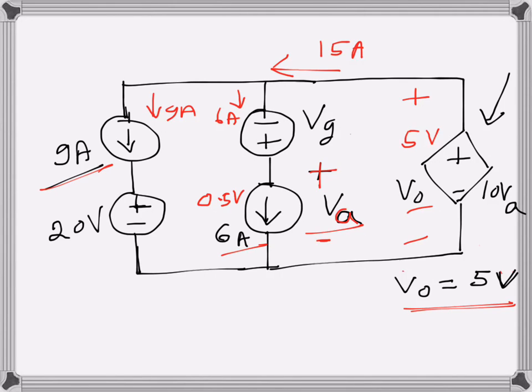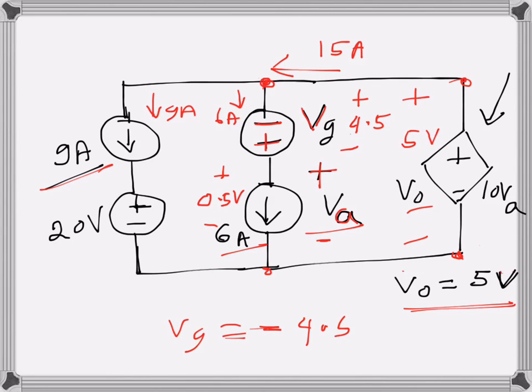Of course we need to find what VG is, because that's not given. We have a 5 volt drop here, and this full voltage will be 5 volt, because these two are in parallel, so the total drop is 5 volts. Since the polarity of VG is in this direction, VG will have to be minus 4.5. So VG will be minus 4.5.